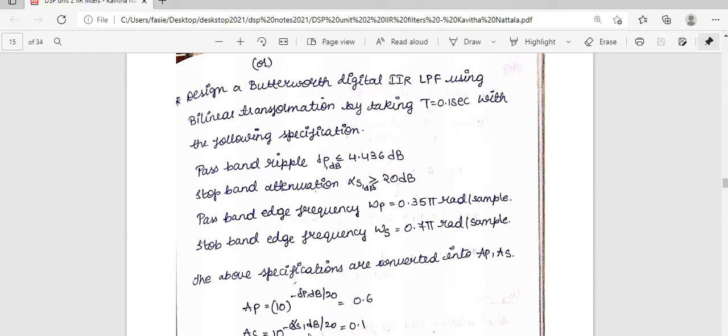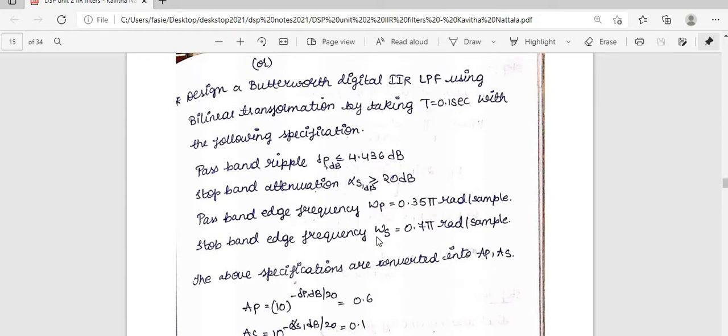The question is given with the following specification. The passband ripple is delta p, that is 4.436 dB. That decibel value we have to convert using the anti-log. The second thing given is the stop band attenuation in dB, which is greater than or equal to 20 dB. This is alpha s, this is alpha p. So omega p and omega s are also given in the question.